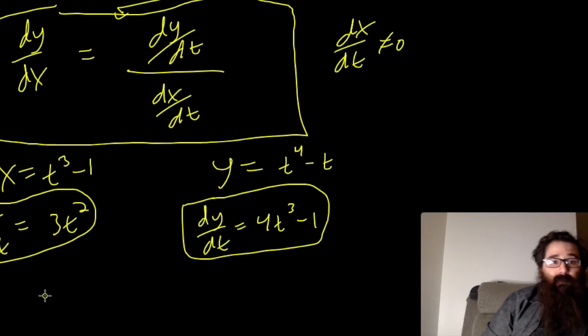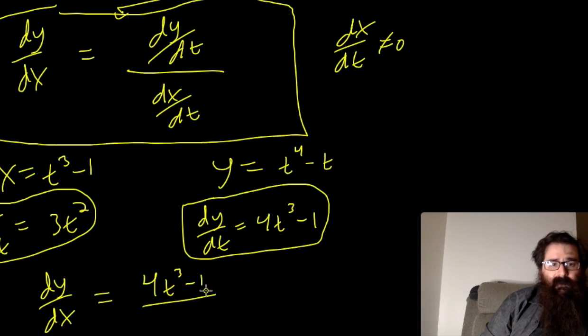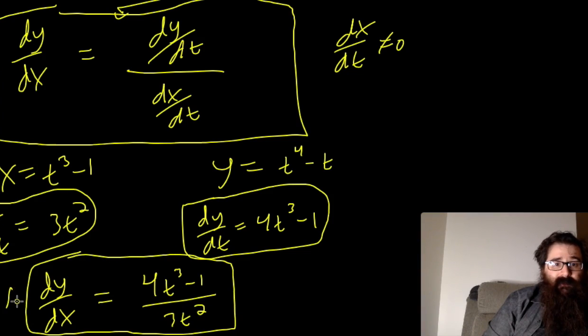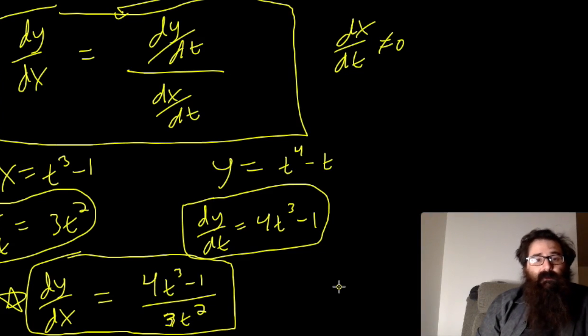And then I can assemble my derivative, dy/dx. That's dy/dt, which should go on top, so that's 4t cubed minus 1, divided by dx/dt, which is 3t squared. And this is what we're interested in. This is my derivative, dy/dx. I'm going to make that 3 look a little bit better. My 3's never look great.